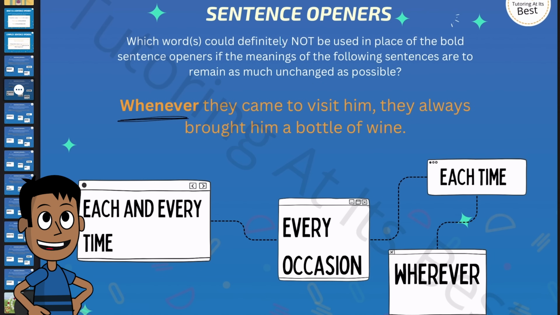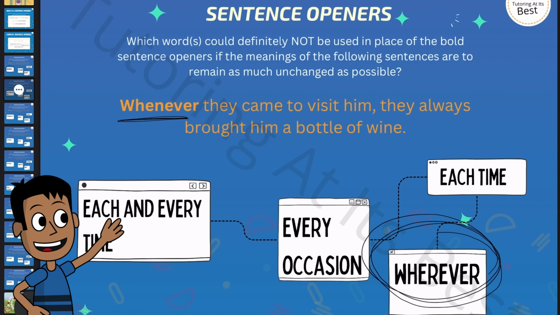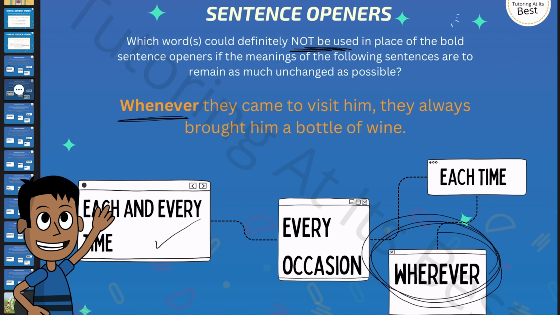So, each and every time they came to visit him, they always brought him a bottle of wine. Now that sounds right, but instead of "whenever," it's going to be "wherever," because "wherever" is not the same as "whenever." So remember, we're looking for ones that cannot be used. We know that "each and every time" can be used, but because "whenever" and "wherever" are different, this cannot be used. Marvelous.